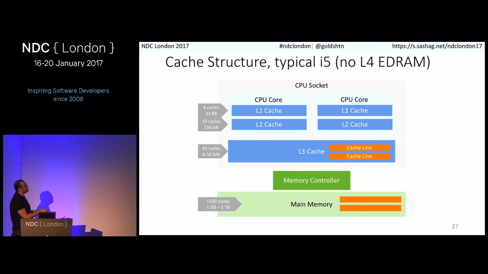This is supposedly a typical i5 processor, which has 3 levels of cache. So this thing here, the gray one, is the CPU socket. This is a single unit which you pay for and install on your system. And then it has 2 CPU cores inside. Each core has a level 1 cache, which is separate from the other cores, and a level 2 cache, which is also separate from the other cores.